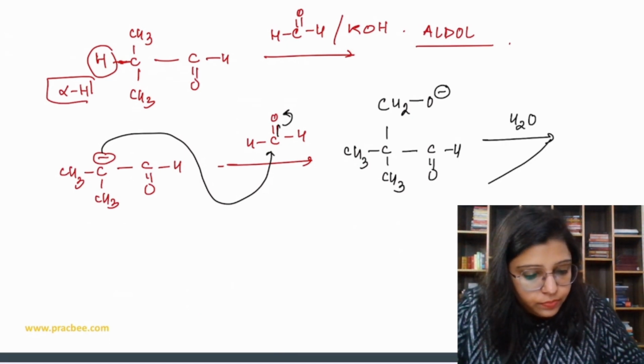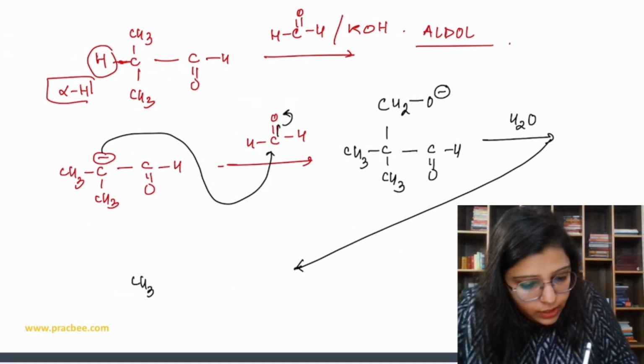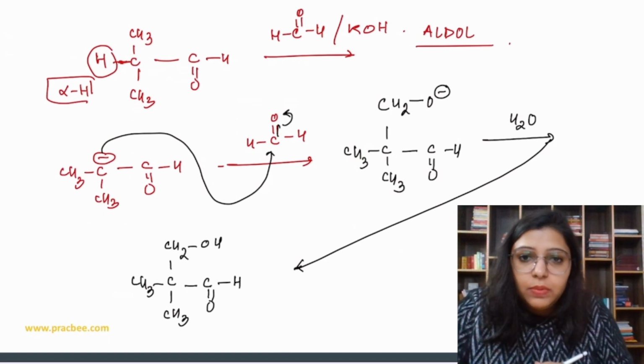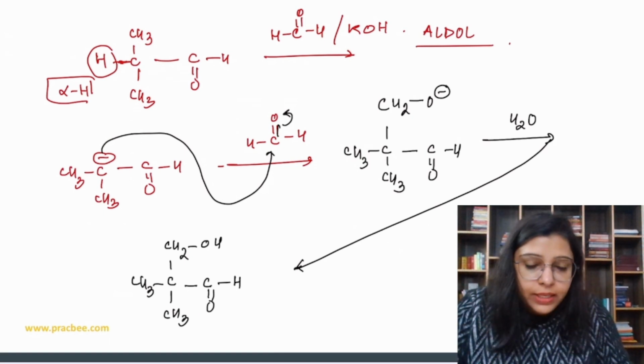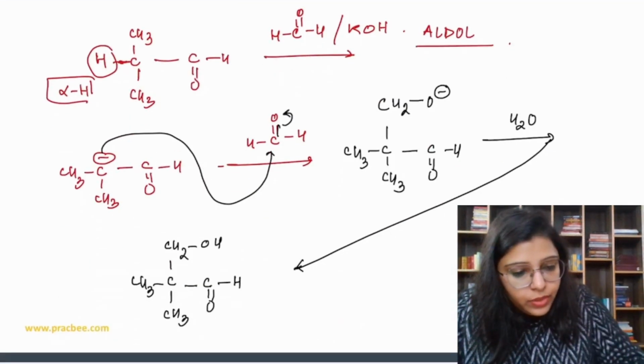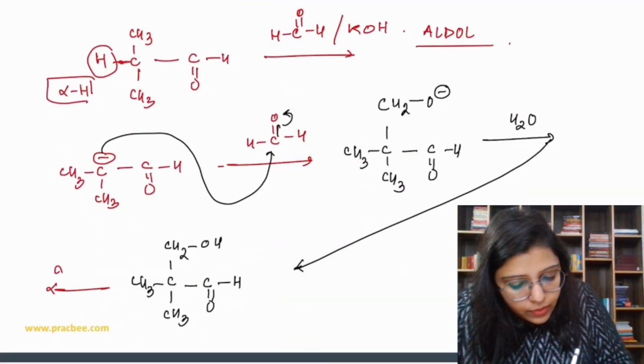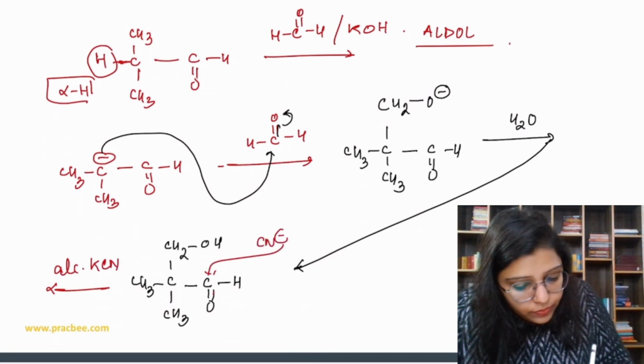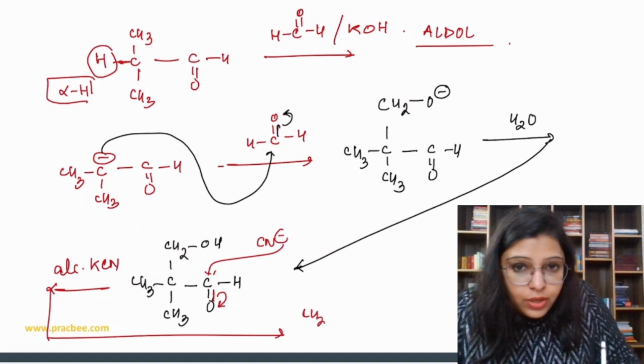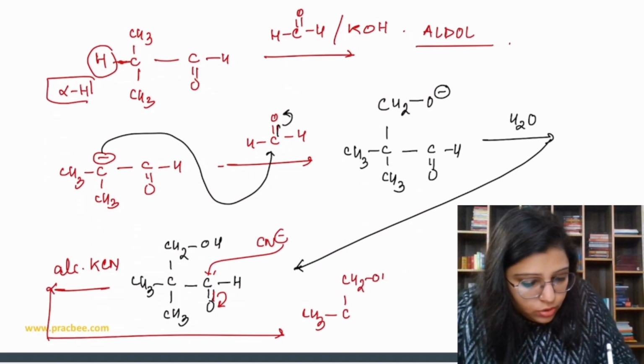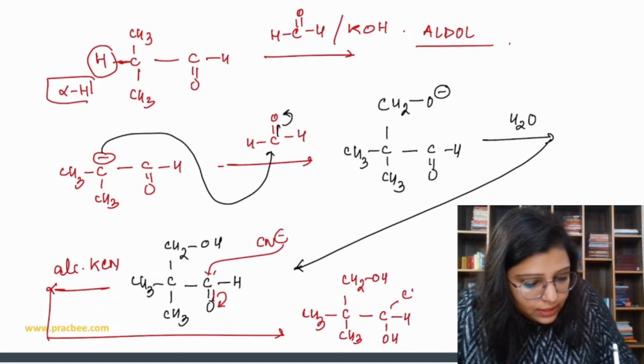We are going to write CH3, C, CH2OH, then CH3, and here we write C double bond OH. Clear? C double bond OH. Then we have cyanide. Yeah, we have alcoholic KCN. So alcoholic KCN. So KCN attacks on this, and we get CH3, C, CH2OH, then CH3, COH, H, and here we write CN.